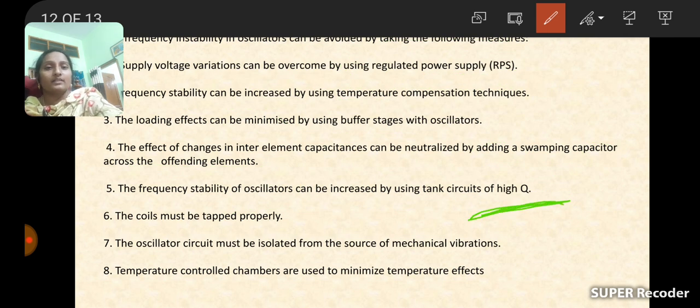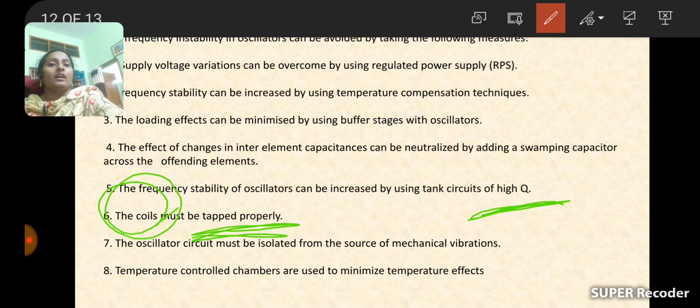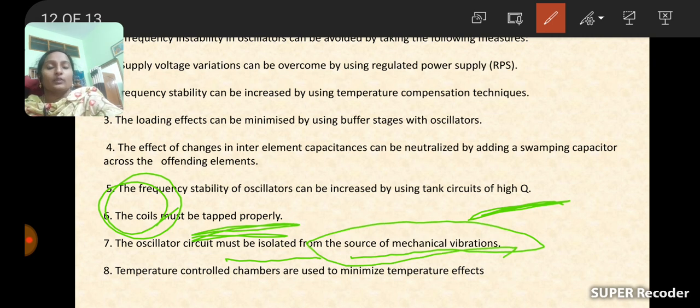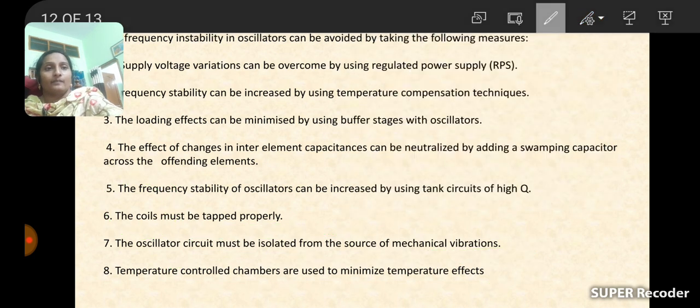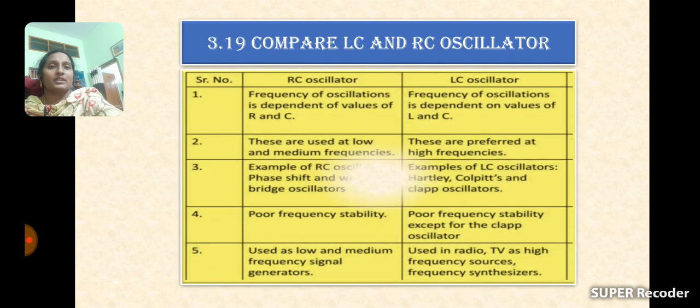And I already said improper tapping may also affect the stabilization. So you must tap all the coils properly. And the circuit must be isolated from the source of mechanical vibrations. Now, temperature controlled chambers are used to minimize the temperature effects. So these are the different remedies to provide the stabilization.